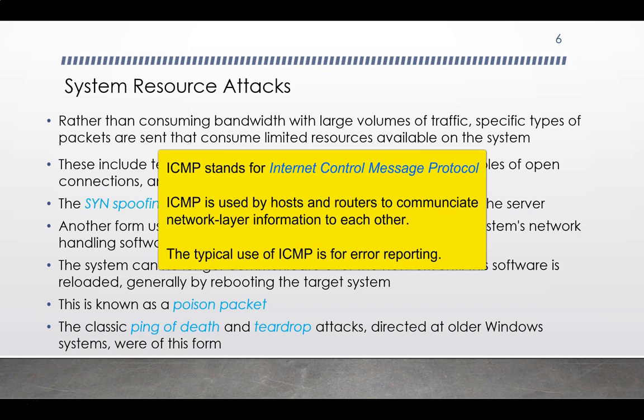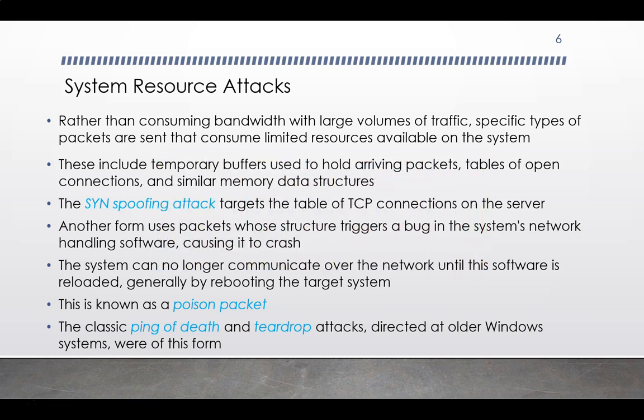ICMP is the Internet Control Message Protocol. It's used by hosts and routers to communicate network layer information to each other. The most typical use of ICMP is for error reporting. For example, when you run an HTTP session, you may have encountered an error message such as destination network unreachable. This message had its origins in ICMP. At some point, an IP router was unable to find a path to a host specified in the HTTP request. The router created and then sent an ICMP message to the host indicating the error.